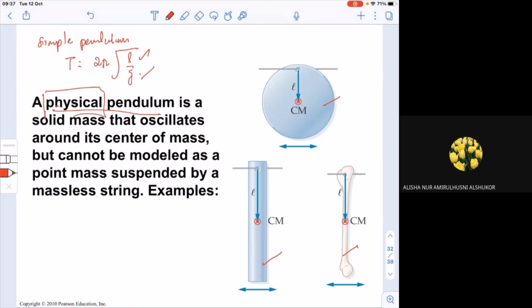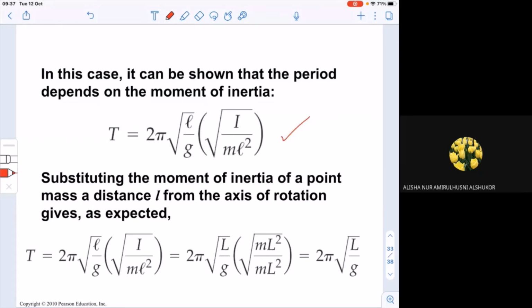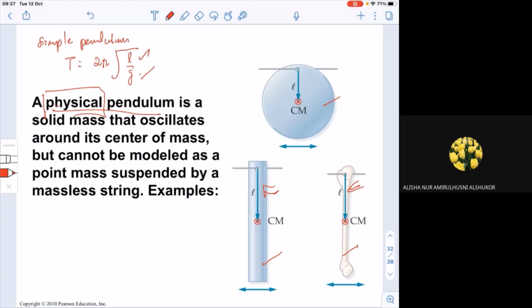But a physical pendulum uses a physical object to hang the mass. For example, an object, bones, to hang, to find this. Can or cannot? Yes, can, but with a more complicated equation like this, much more complicated than the simple pendulum. But for your asasi level, you need to know the simple pendulum in terms of 2 pi root of L over g. But at least you need to know that there is also a physical pendulum. It's a solid mass that oscillates around its center of mass, but cannot be modeled as a point mass suspended by a massless string.